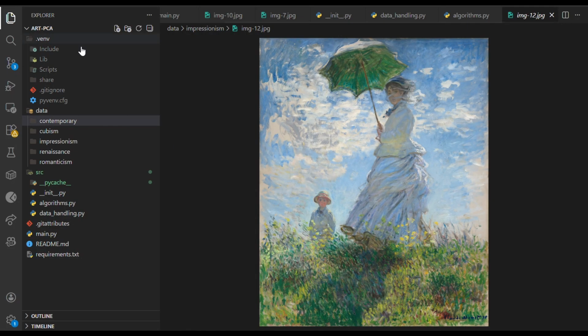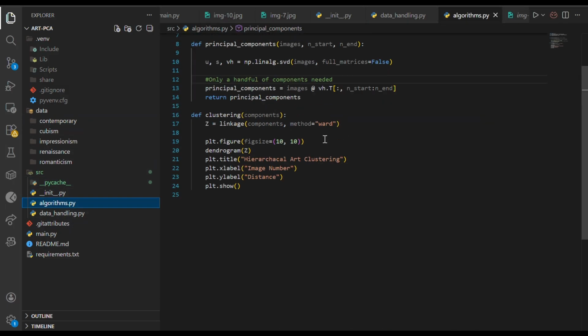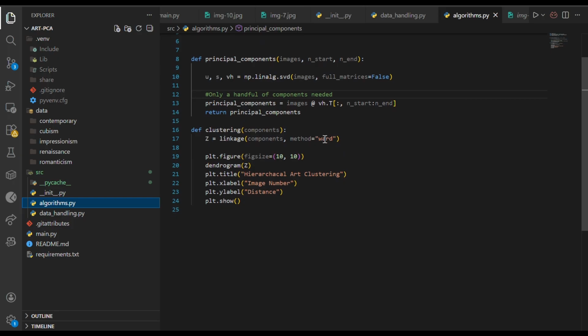Algorithm and how it all works, right? So if we go over to algorithms.py, we have two different main functions. We have principal components and clustering. Our first function is basically giving us the algorithm of which I told you of how to find the directions, or otherwise known as the eigenvectors. This gives us the most important aspects of our paintings, right?